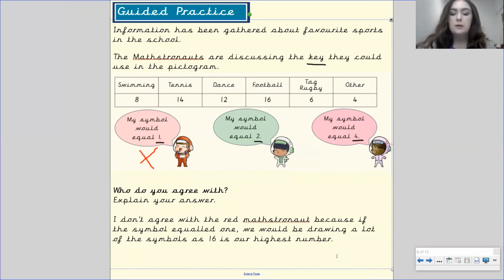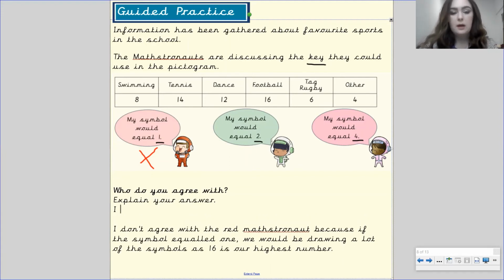So that means it's between the green and the pink. Now what we can do here is have a look and see all of these numbers. Now all of these numbers are divisible by 2, which means that they would all fit quite nicely into 2 if the symbol represented 2. Whereas not all of them would fit nicely into 4. They are not divisible by 4, which means we'd have to draw half symbols. So I would say that I'm going to agree with the green astronaut because they're all easily divided by 2 without having to draw half symbols.